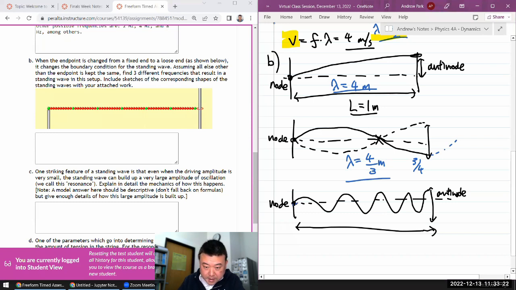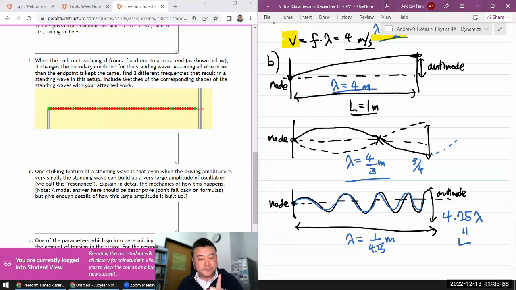Oh, here, okay, let me just count. I have 1 full wavelength, 2 full wavelengths, 3 full wavelengths, 4 full wavelengths, plus 1/4. So 4.25 wavelengths is equal to the length of the medium. Solving this for wavelength, I get 1 divided by 4.25, I'll do that in the calculator, times meter. Because it's going to be times L, but L is 1 meter.